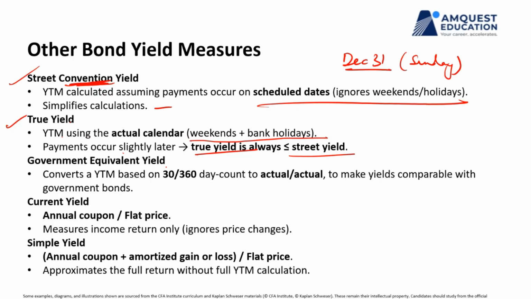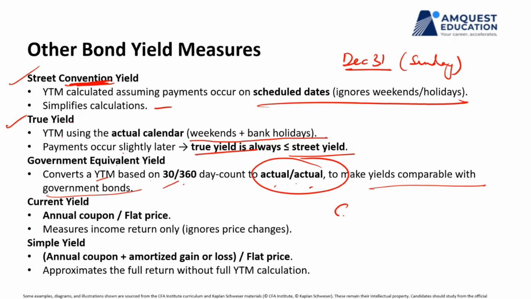Government equivalent yield converts a YTM based on 30 by 360 day count to actual by actual to make yields comparable with government bonds. Government bonds are actual by actual. Okay, government bonds use actual by actual to do all the calculations. And therefore, if you have a YTM based on 30 by 360 day count, the government equivalent yield will convert it to actual by actual basis. Why will that conversion be necessary? To ensure you can compare your yield with government bond yields. Otherwise, there will be a small difference in the way the calculations are done.